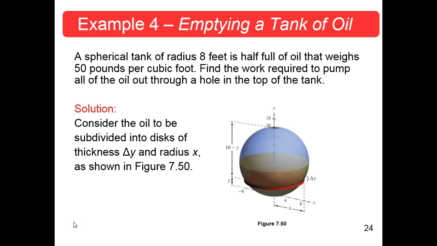It's half full of oil that weighs 50 pounds per cubic foot. The way they've written it is fine. That is called a weight density, 50 pounds per cubic foot. I'd rather use that terminology, but it's correct. 50 pounds for each cubic foot. Find the work required to pump all the oil out of the hole in the top of the tank. So there's a hole at the top you see there, and you want to pump all of that out.